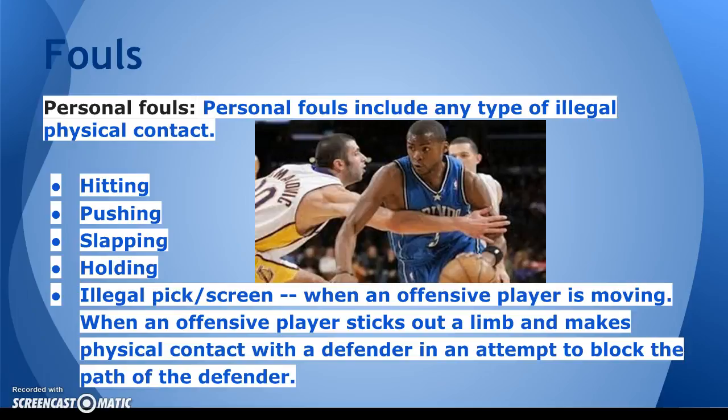Fouls. Personal fouls. Personal fouls include any type of illegal physical contact, which includes hitting, pushing, slapping, holding, and an illegal pick or screen when an offensive player is moving while trying to set a pick.